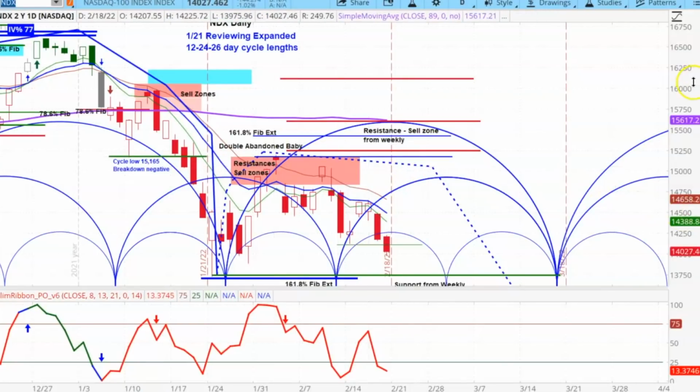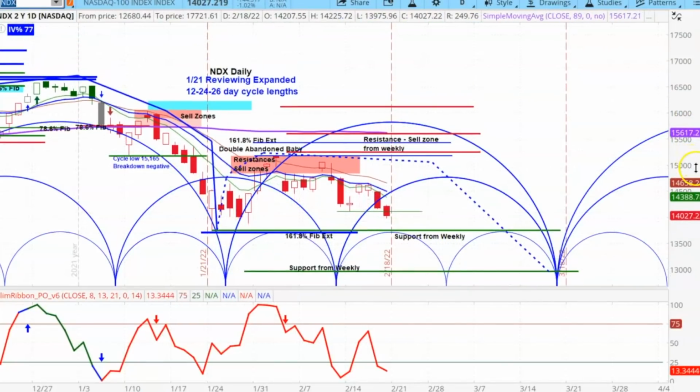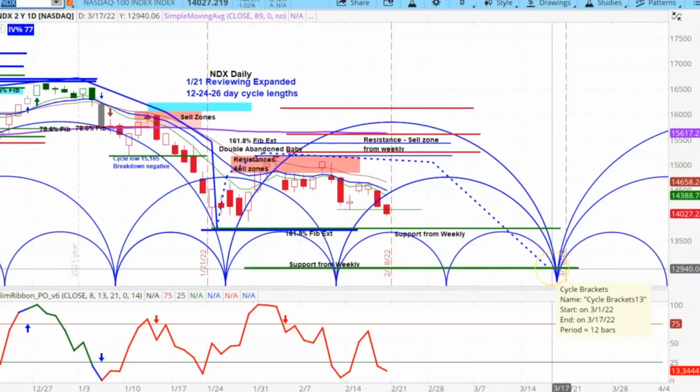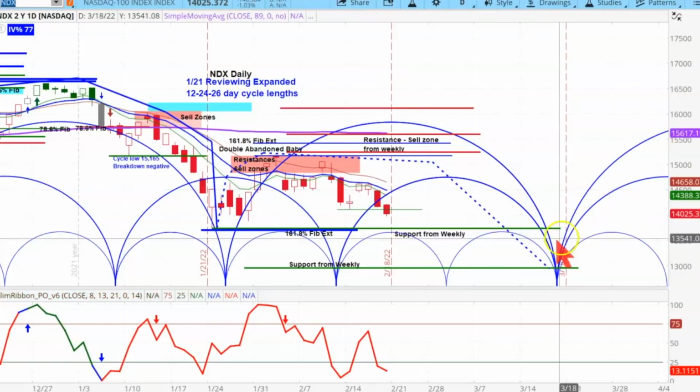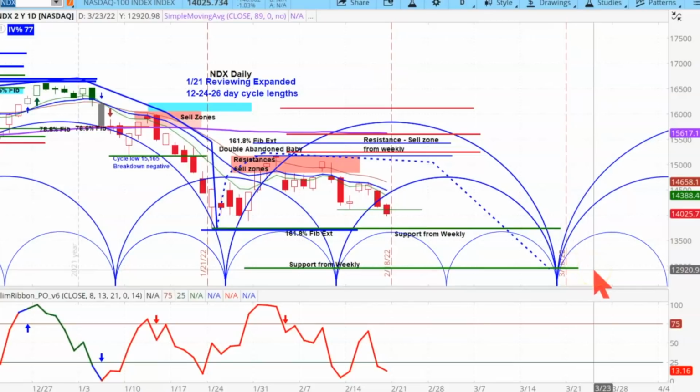It's a very low likelihood, and much more likely it's going to get down to that weekly support right there at 12,900 approximately, and that could happen quite quickly. So that's our best case really for the Nasdaq, again pointing out into that mid-late March or early April period out over here. April may be a little bit too far, but the weekly patterns do suggest that.